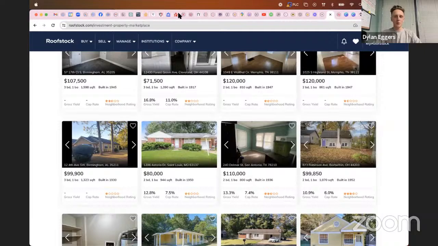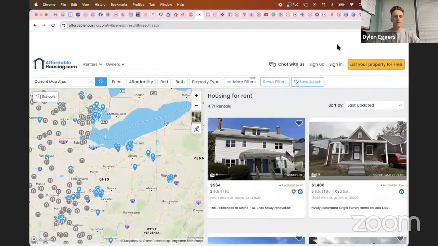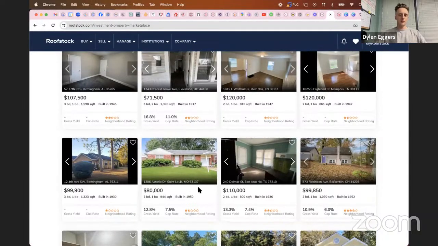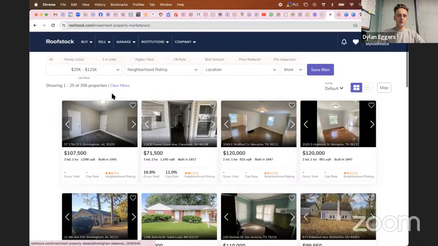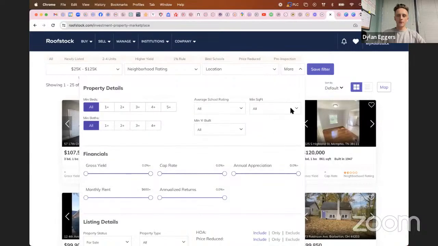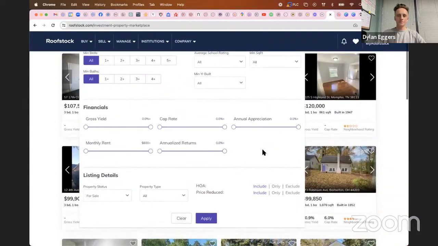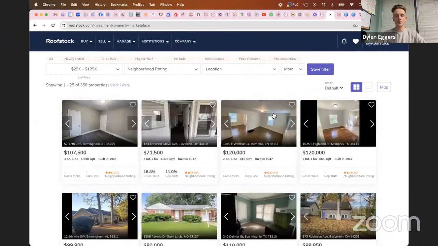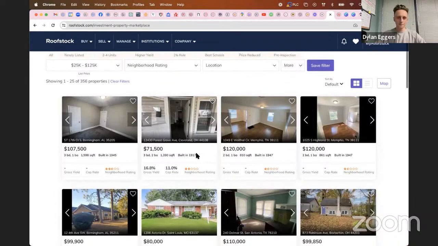So that website too, I was talking about, affordablehousing.com. But yeah, roofstock.com. So it's very similar to Investor Lift, which I'll also show you guys as well. But yeah, so you can filter for where you want to buy, your price range, your neighborhood rating. You can filter for other things, like cash on cash return, cap rate, monthly rent as well. So this is just a great website. And again, these are properties that are on market, listed.